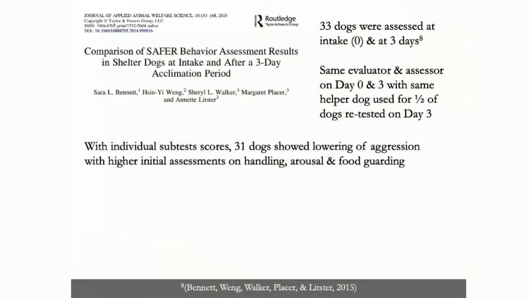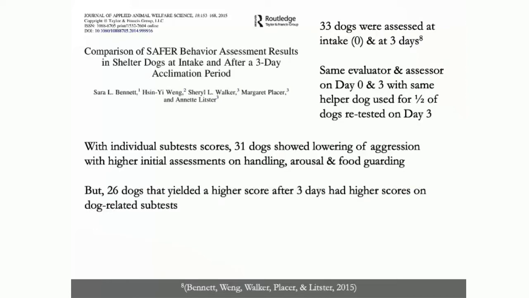What they found is that in those individual subtest scores on the SAFER, 31 dogs showed a lowering of aggression, with better assessments on handling, arousal, and food guarding. So it seemed that over those few days they settled in, and there were essentially better scores for things like handling, arousal, and food guarding. But 26 dogs actually had a higher score after 3 days on the dog-related subtests, the dogs meeting each other.